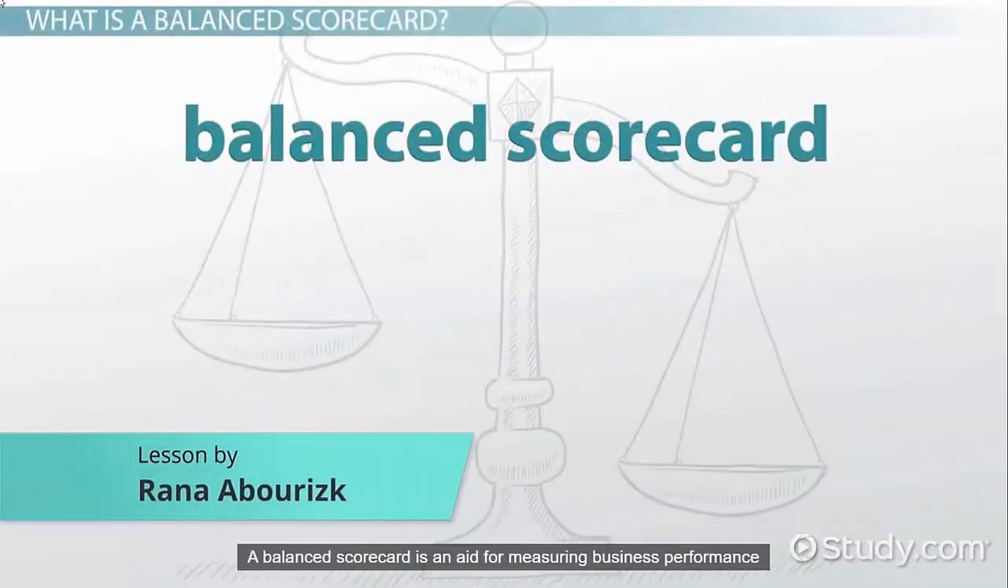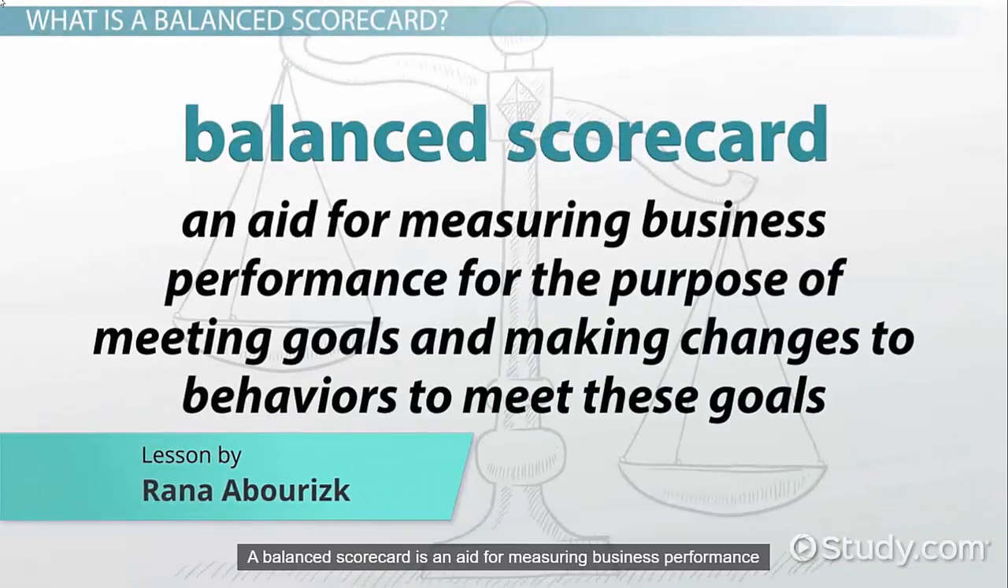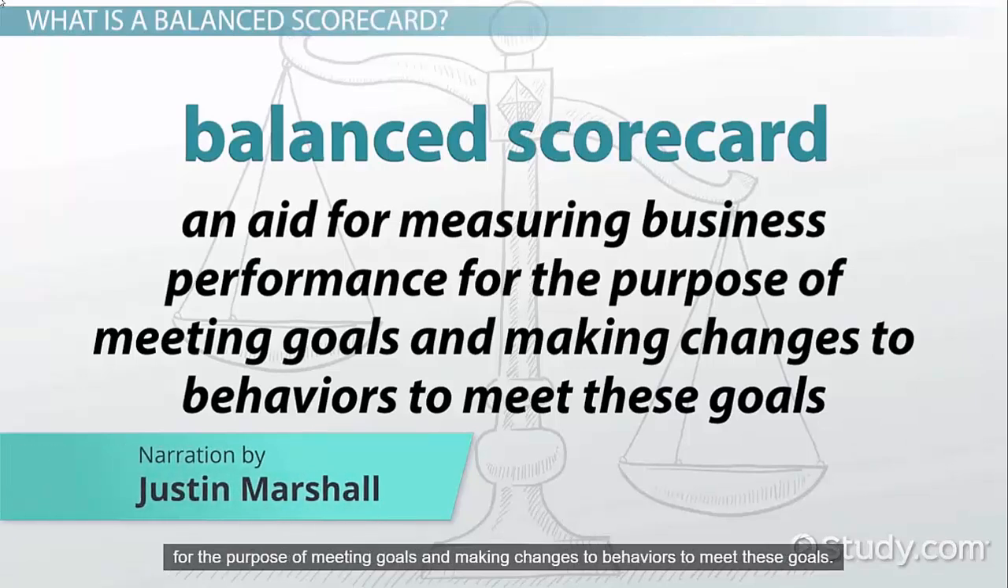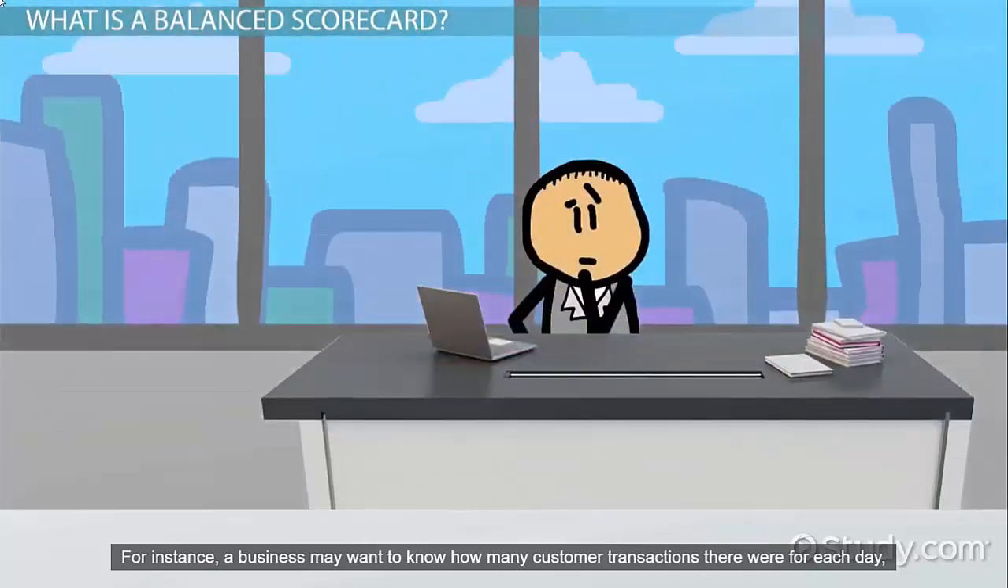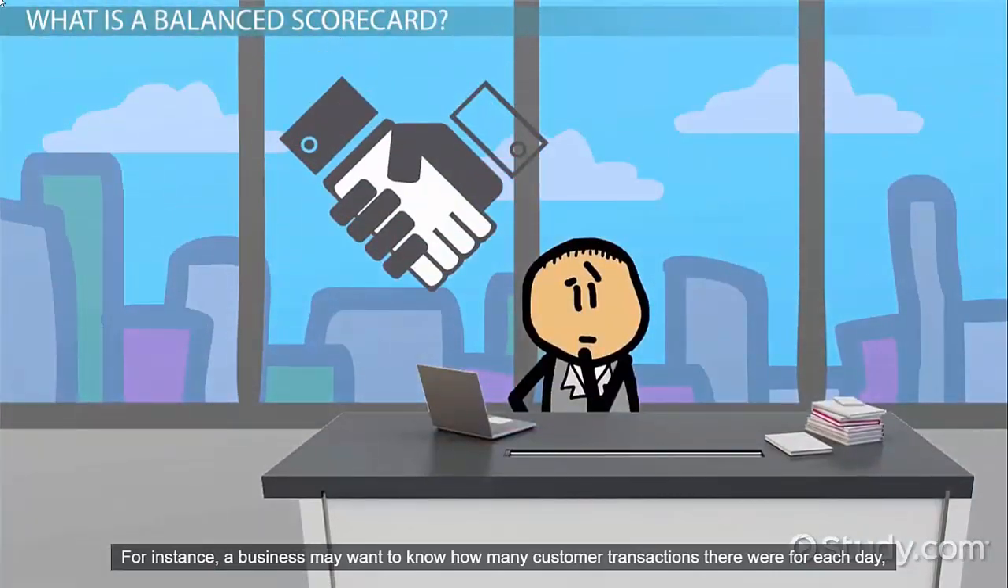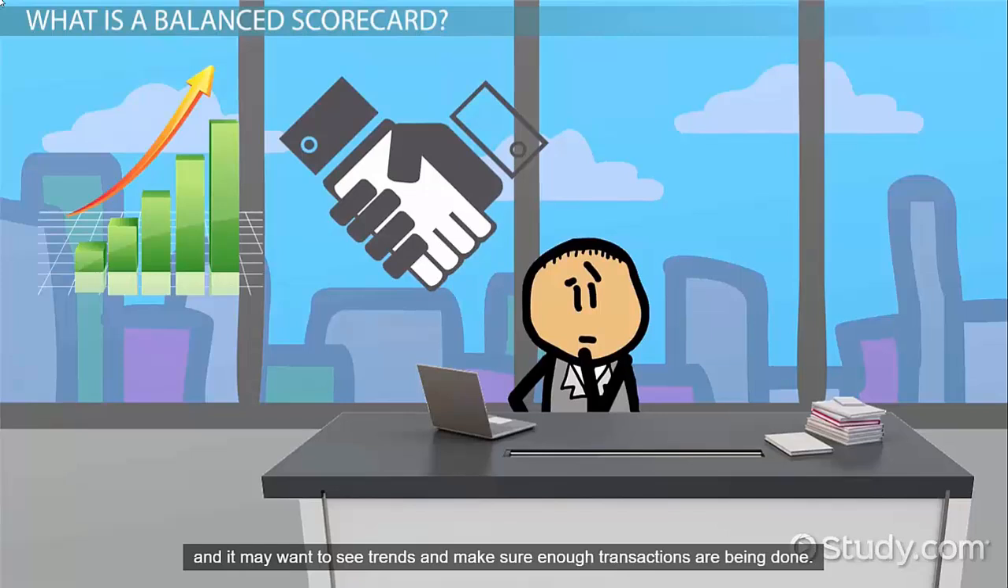A balanced scorecard is an aid for measuring business performance for the purpose of meeting goals and making changes to behaviors to meet these goals. The scorecard helps track all areas the business finds important to measure. For instance, a business may want to know how many customer transactions there were for each day, and it may want to see trends and make sure enough transactions are being done.